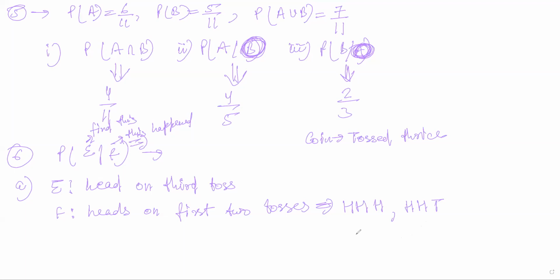So either HHH or HHT. Now, out of this, we have to understand the condition of E, which says head on third toss. So what is the answer? Can you tell me the final answer? What is the probability of E given F?